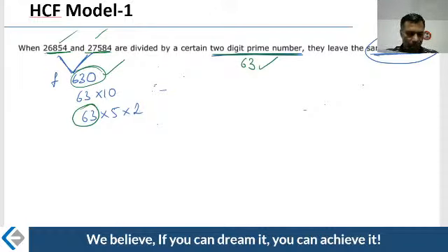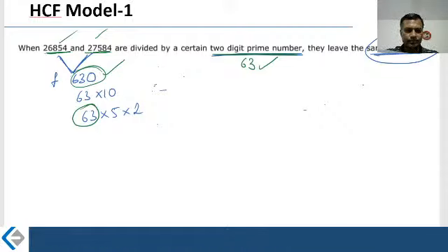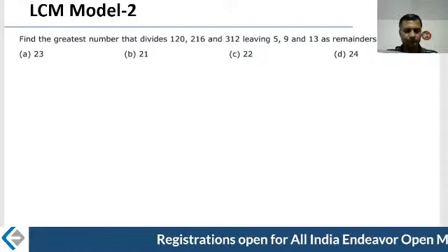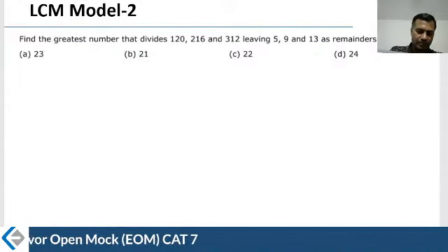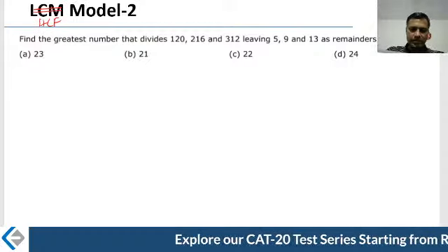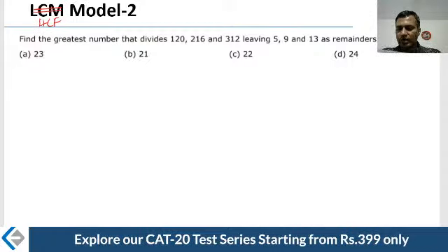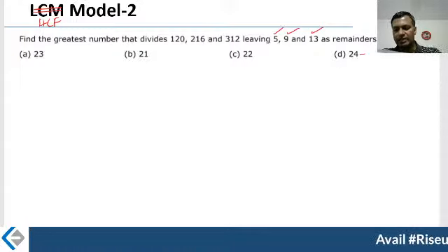Okay, let's go to the second model. I guess so far it is going good. Find the greatest number that divides this, leaving different remainders. Now, what is the model? It is HCF, not LCM. HCF model 2. What is HCF model 2 trying to say here? The remainders are different. Find the greatest number that divides this, leaving different remainders.